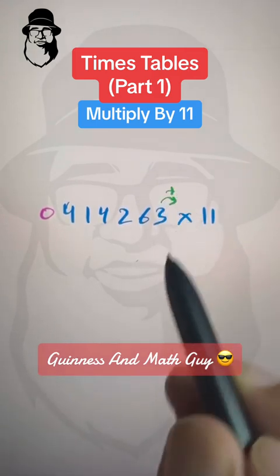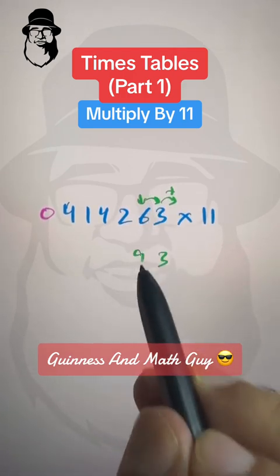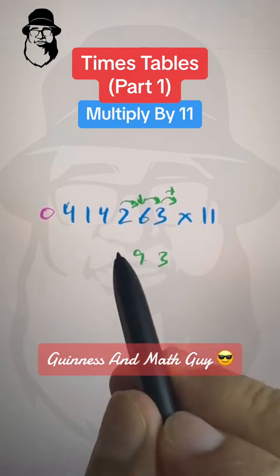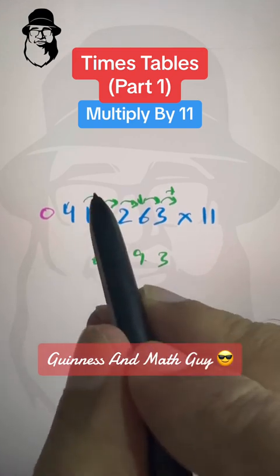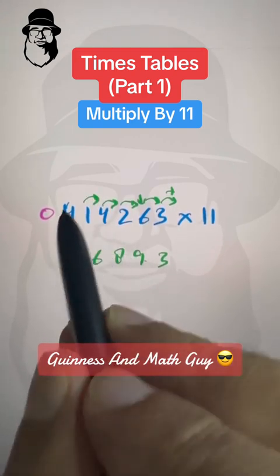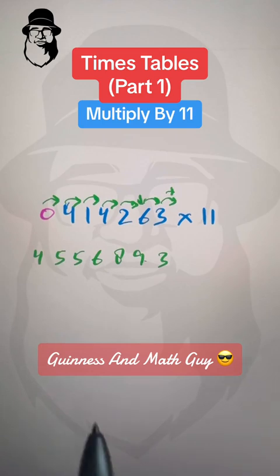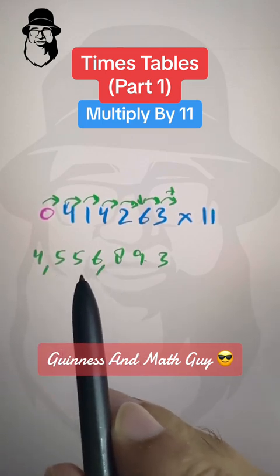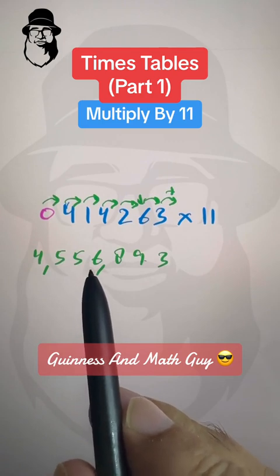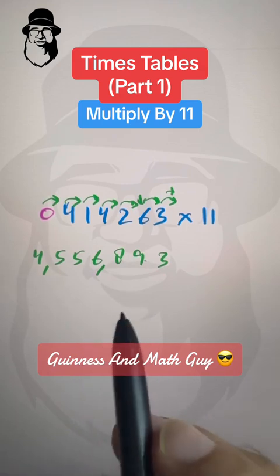3 added to its neighbor is still 3. Now this 6 added to 3 is 9. 2 added to 6 is 8. This 4 added to this 2 is 6. 1 plus 4 is 5. And this 4 plus 1 is again 5. Then this 0 plus 4 is 4. And that is our answer, 4,556,893.